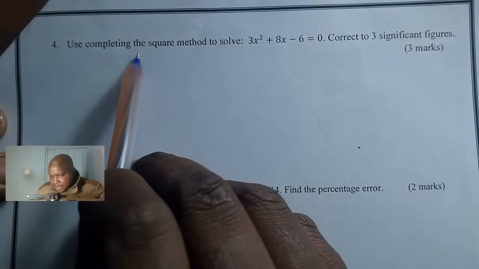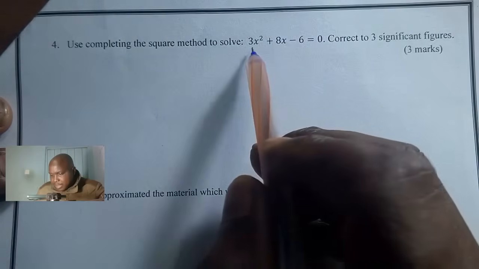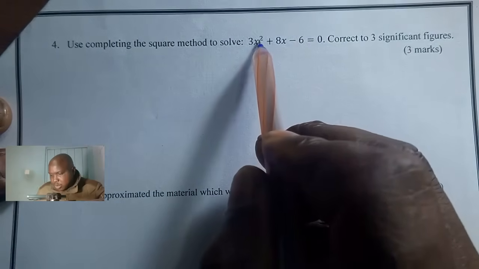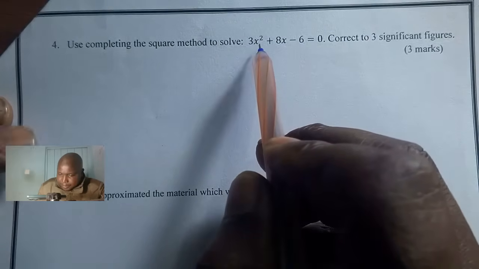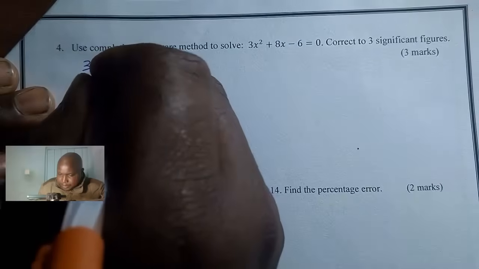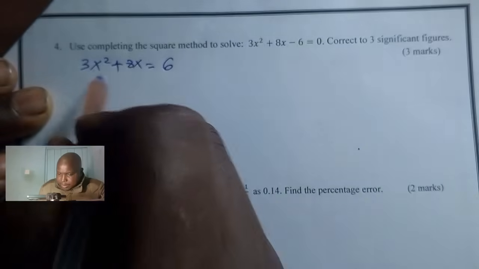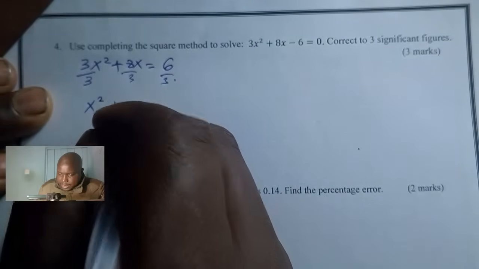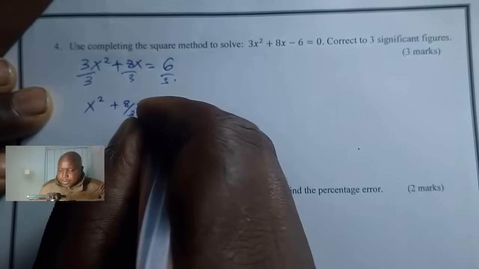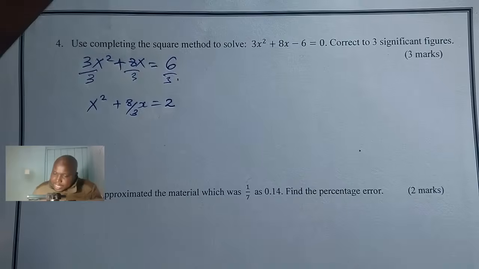Use completing the square method to solve this. So when using the completing square method, first remember, make sure the coefficient of x squared is 1. Take this to the other side. Divide by 3, divide by 3, divide by 3. So x squared plus 8 over 3 x is equal to 2. So that is the expression that you need to work on.